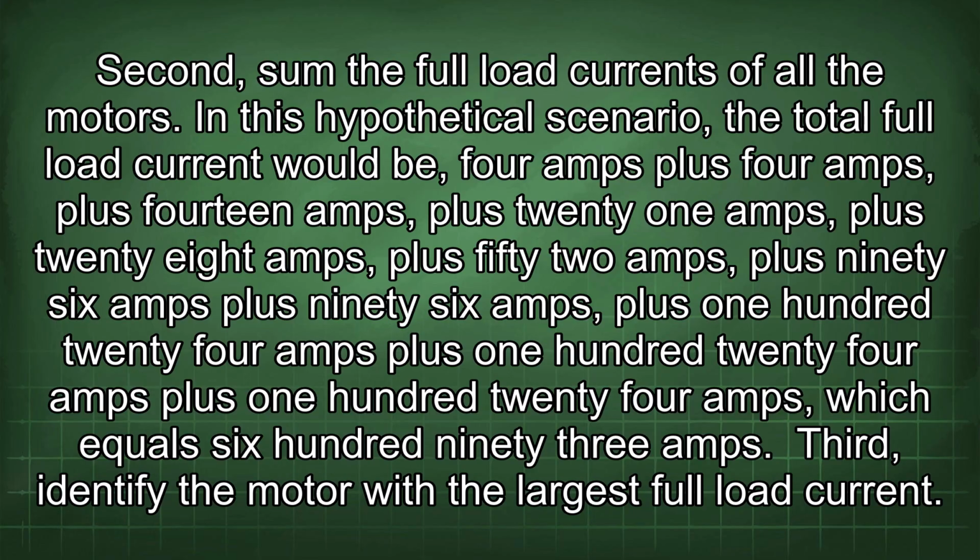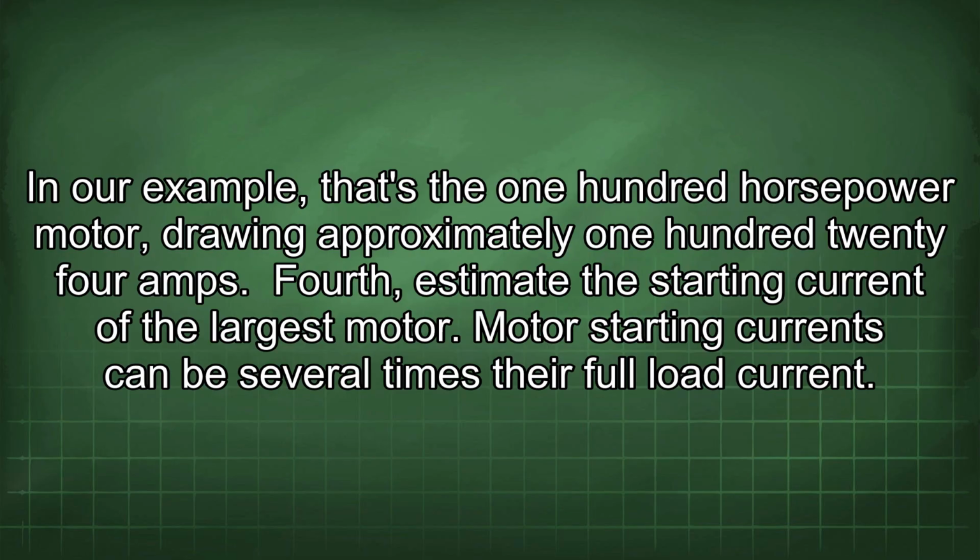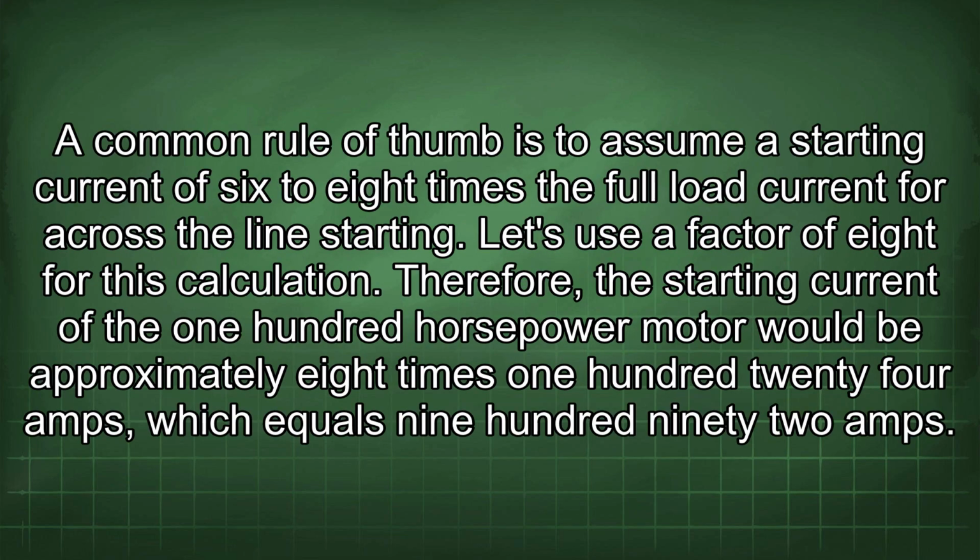Third, identify the motor with the largest full load current. In our example, that's the 100 horsepower motor, drawing approximately 124 amps. Fourth, estimate the starting current of the largest motor. Motor starting currents can be several times their full load current. A common rule of thumb is to assume a starting current of 6 to 8 times the full load current for across the line starting. Let's use a factor of 8 for this calculation. Therefore, the starting current of the 100 horsepower motor would be approximately 8 times 124 amps, which equals 992 amps.